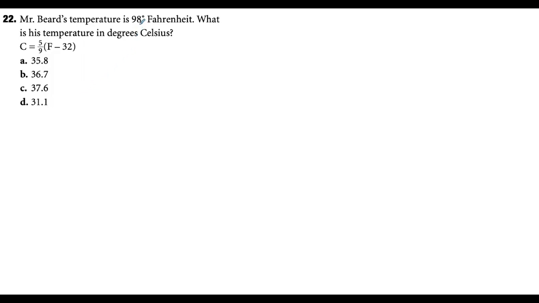All right, question 22, we have Mr. Beard's temperature is 98 degrees Fahrenheit. That is an awesome name. I don't know, I imagine Mr. Beard having a pretty awesome beard. So what is his temperature in degrees Celsius?